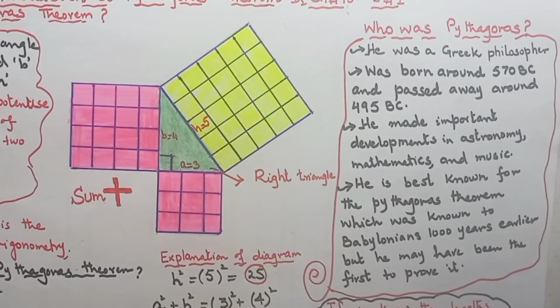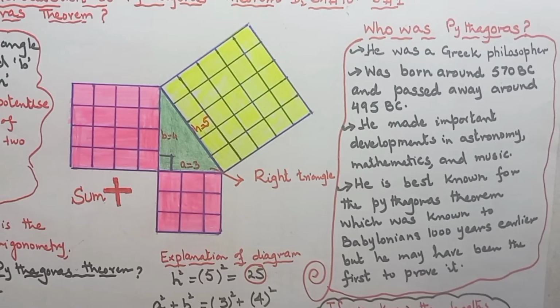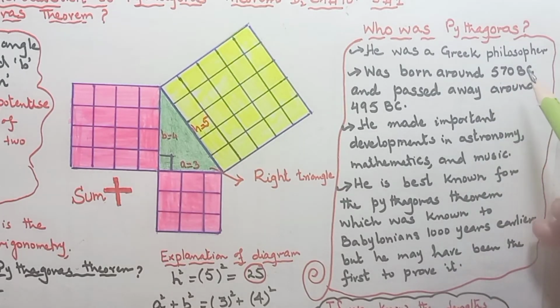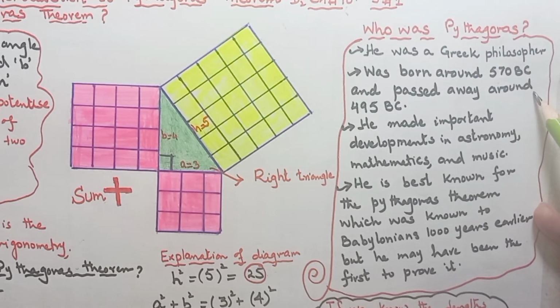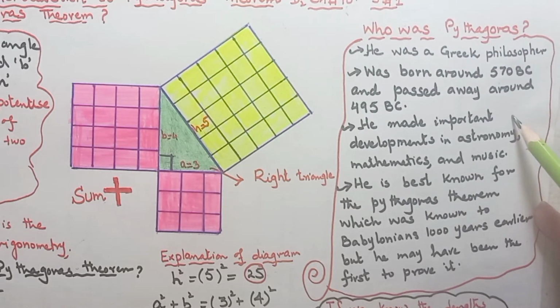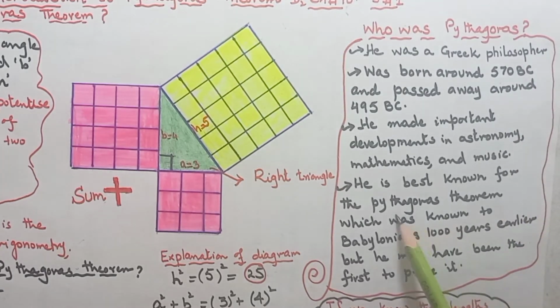In the beginning, the question comes: who was Pythagoras and what was his theorem? Pythagoras was a Greek philosopher. He was born around 570 BC and passed away around 495 BC. He made important developments in astronomy, mathematics, and music. He is best known for the Pythagoras theorem, which was known to the Babylonians 1,000 years earlier, but he may have been the first one to prove it.